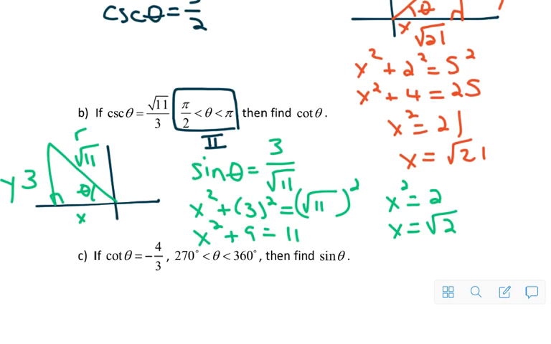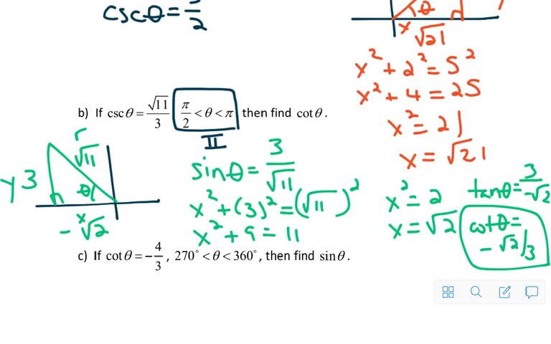Except look what quadrant we're in. In quadrant 2, should x be positive or negative? And the answer is it should be negative. Now I can find the cotangent. The cotangent is the reciprocal of the tangent. So if I find the tangent, which is 3 over negative square root of 2, then the cotangent must be negative square root of 2 over 3.